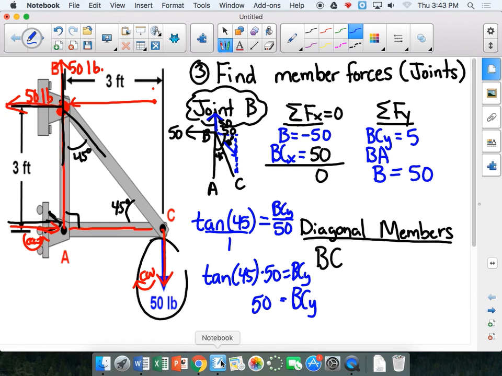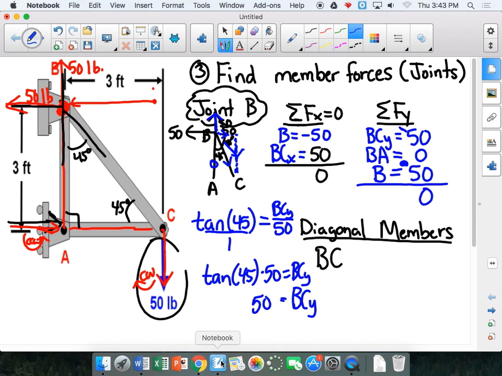Positive. Oh, that would be negative 50 because this BCX is to the right, so it's to the right and down because this is going down, so that would be negative 50 for BCY. So if all of these have to add up to be 0, negative 50 plus 50 is 0, which makes BA exactly 0. So that one is 0 pounds. So there's no tension or compression on that member. So that's joint B.